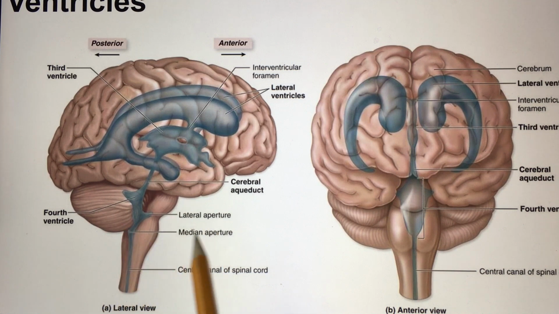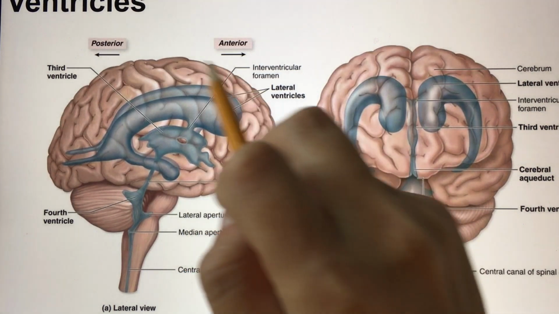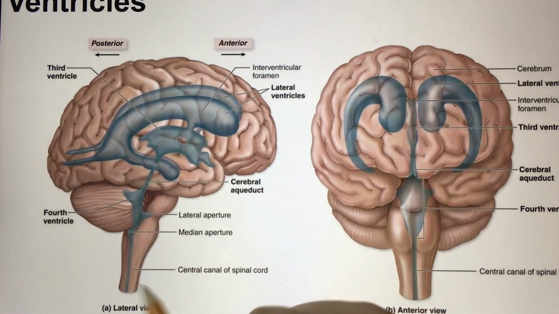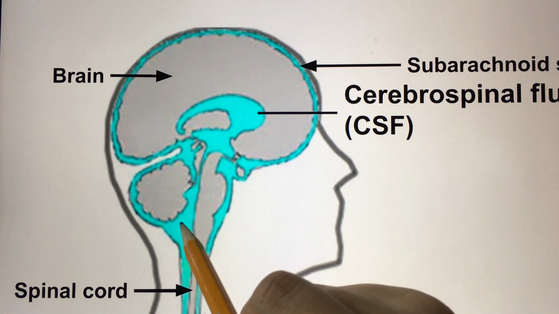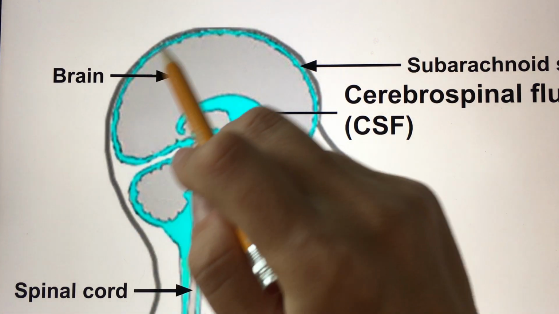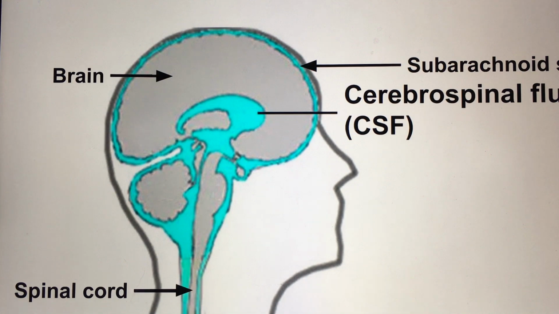And these two apertures openings are going to be opening up to the space around the brain and the space around the spinal cord, as seen in a previous slide. We see it here. It's going to be opening up to this space right here around the brain and around the spinal cord, so that cerebrospinal fluid is carried around these structures.